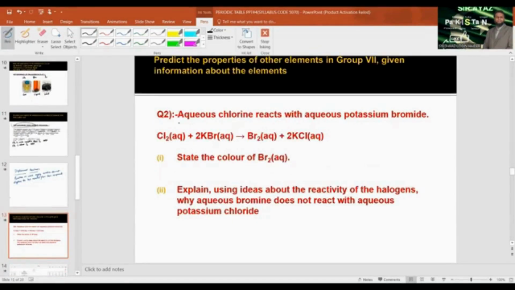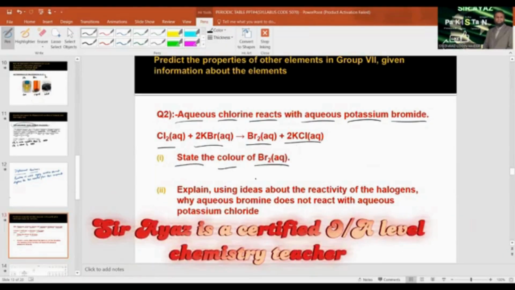So here's the question. Aqueous chlorine reacts with aqueous potassium bromide, Cl2 plus 2 KBr gives Br2 plus 2 KCl. The product is Br2 and KCl. State the color of aqueous Br2. Now they are asking about the color of bromine. You can write any of these colors. You are allowed to write orange. You can even write red brown.